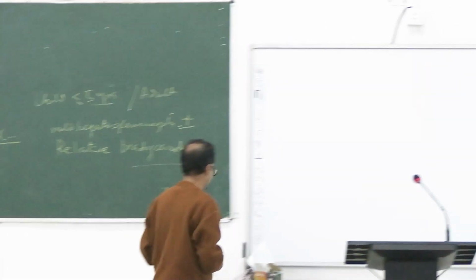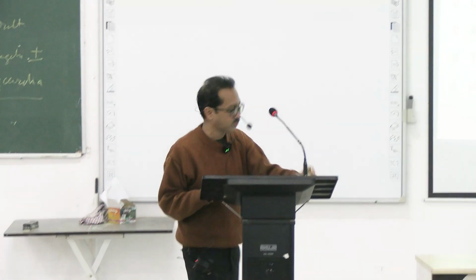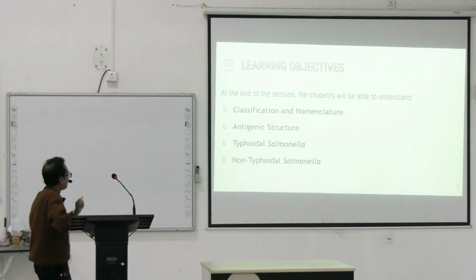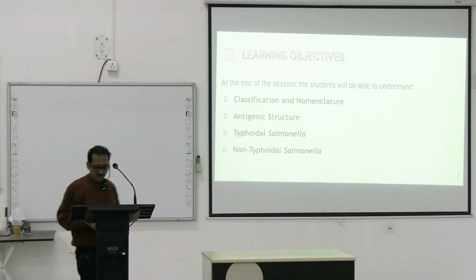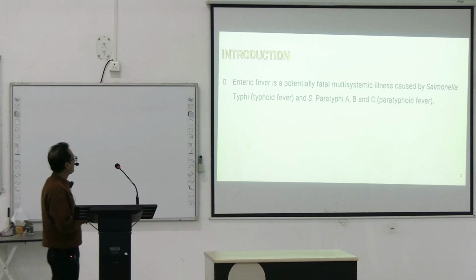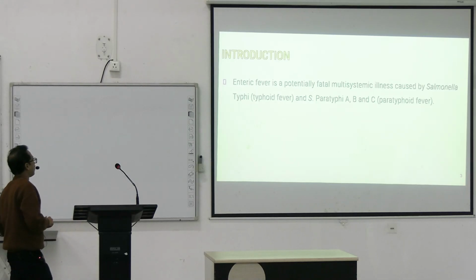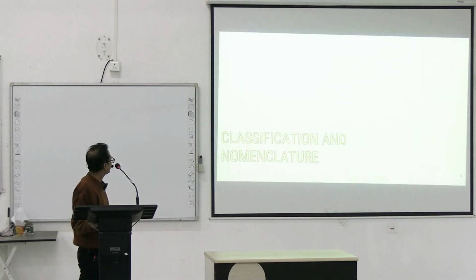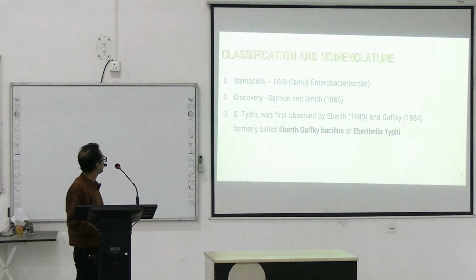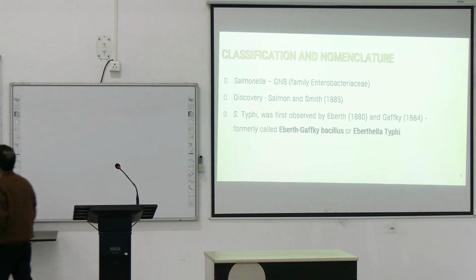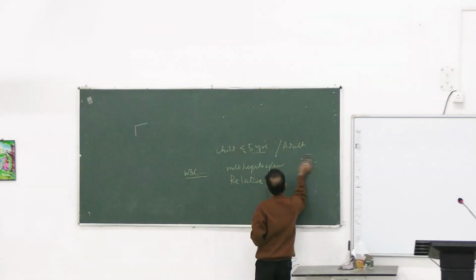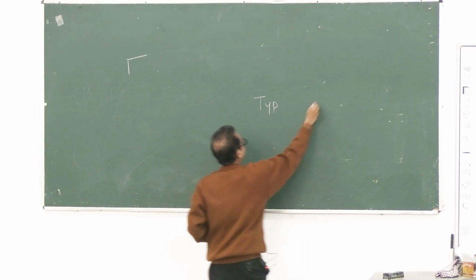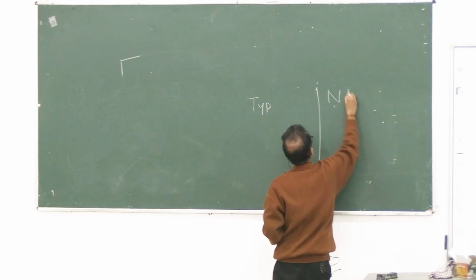Now let's start the slides. What should you learn? Classification and nomenclature, antigenic structure, typhoidal and non-typhoidal salmonella. So what are the main classifications? Fatal multisystemic illness caused by Salmonella typhi and paratyphi A, B, C. I have already mentioned this classification. Mainly it is classified into typhoidal salmonella and non-typhoidal salmonella.